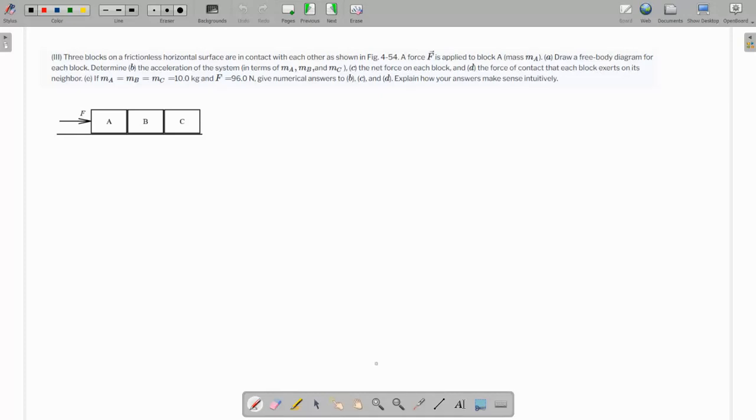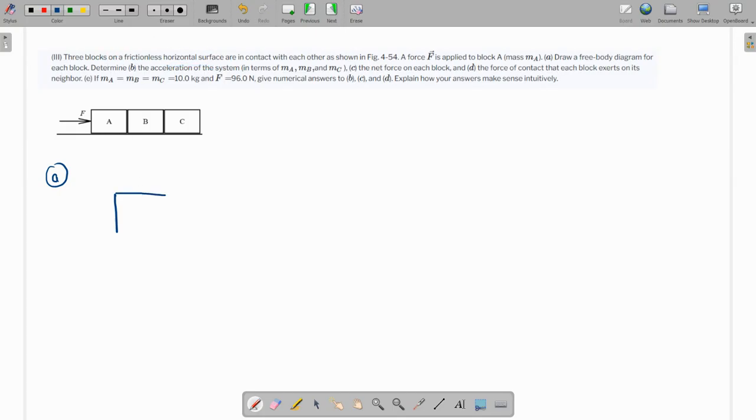Let's talk about this question. We are given that three blocks on a frictionless horizontal surface are in contact with each other. The force F is applied on mass A, so we have to draw the free body diagram of each block. So let's do that. Do we have friction? No, we don't have any friction, so that's frictionless.